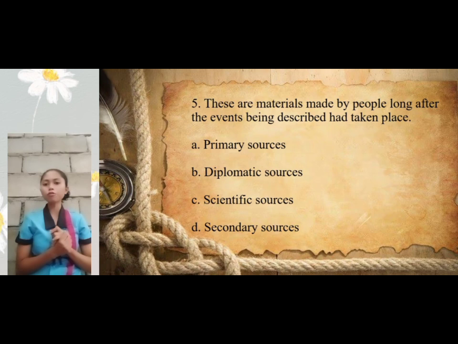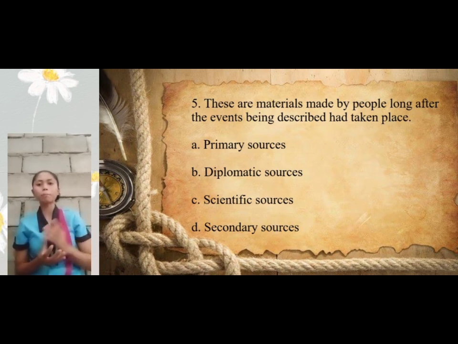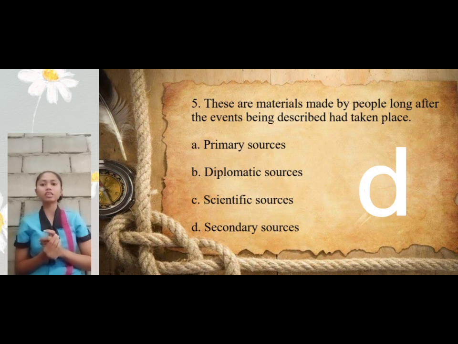And number 5, these are materials made by people long after the events being described had taken place. So the answer is letter D, secondary sources. A secondary source of information is one that was created later by someone who did not experience firsthand or participate in the events or conditions you are researching. Secondary sources can be found in books, journals, or internet resources. So the answer of number 5 is letter D, secondary sources.